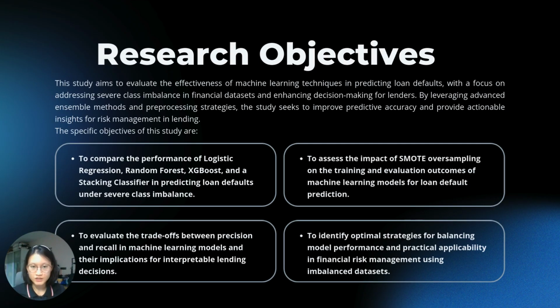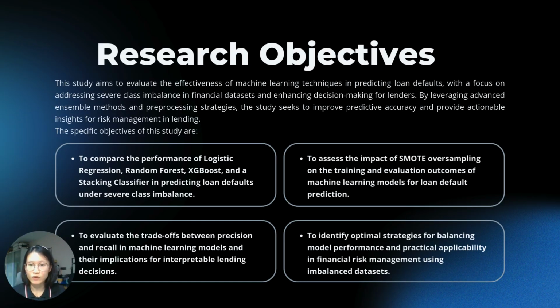Next, we'll look at our research objective. So this study aims to evaluate how well machine learning can predict loan defaults, especially when dealing with severe class imbalance. So it helps lenders to make better decisions, and we focus on four key objectives.